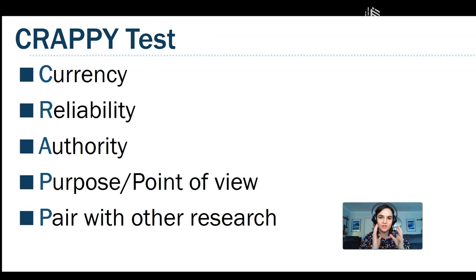The next P is you need to pair it with other research. So you can't just rely on one piece of information and go, yep, that is all the information I need. Great, I'm going to put that in my assignment and I'm going to believe what that person's saying. You need to check that other reliable sources are also concluding the same type of information. The last thing is you. You've got good instincts. You're a smart person. You need to think carefully when you're looking at information. What are your instincts telling you? Is this reliable or is it not reliable? And trust those instincts.